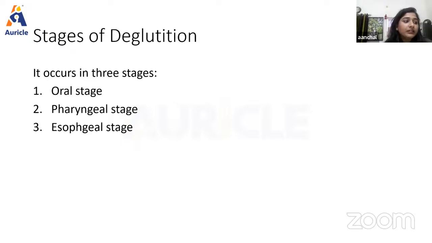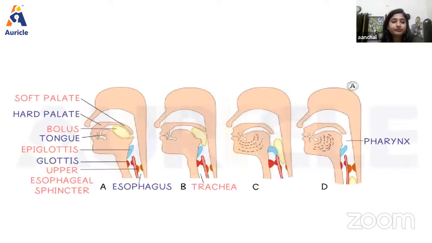But an important thing, that basically all this is controlled by a very important nerve, that is the 10th cranial nerve, that is the vagus nerve. Now, talking about all these stages in detail.